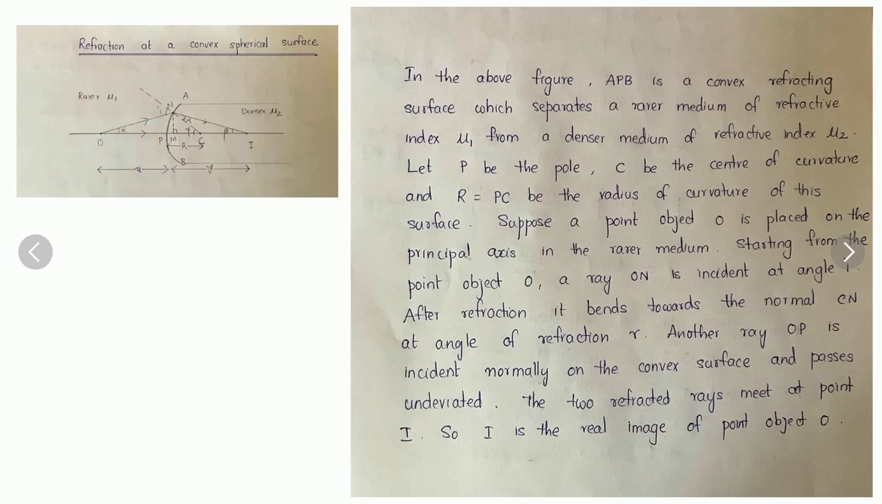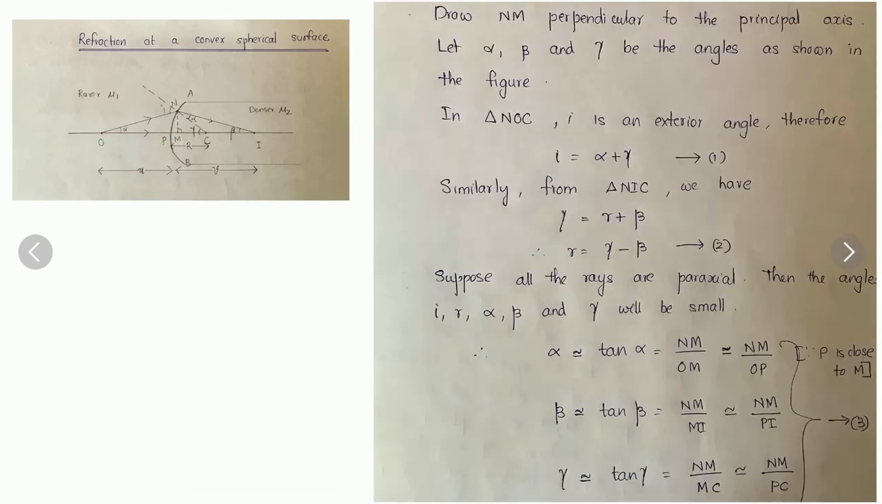Now we have to derive the expression, the relationship between all of them. Let us draw NM perpendicular to the principal axis. This is the principal axis which I am showing here. So to the principal axis we have drawn a normal NM.